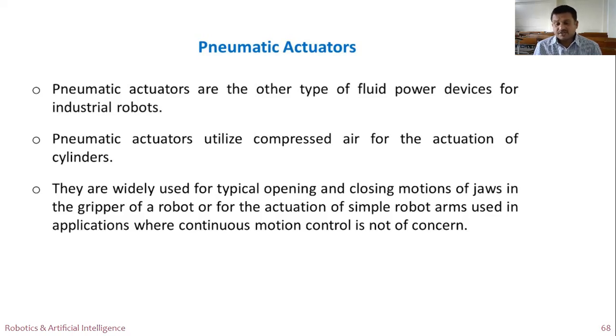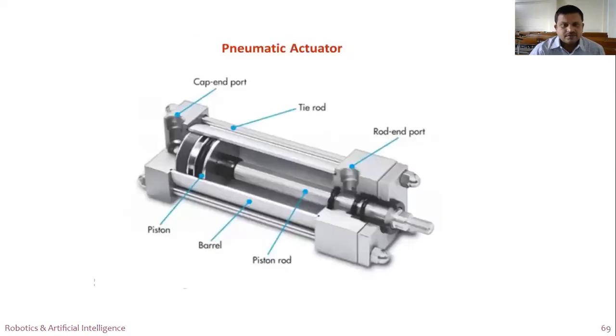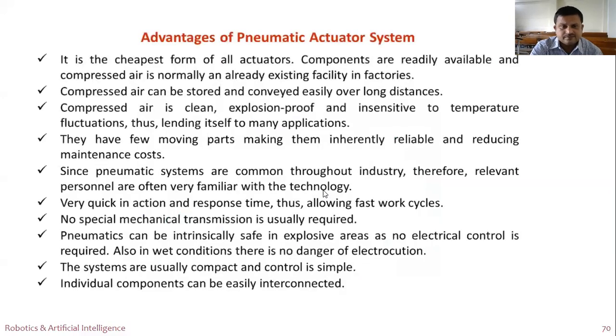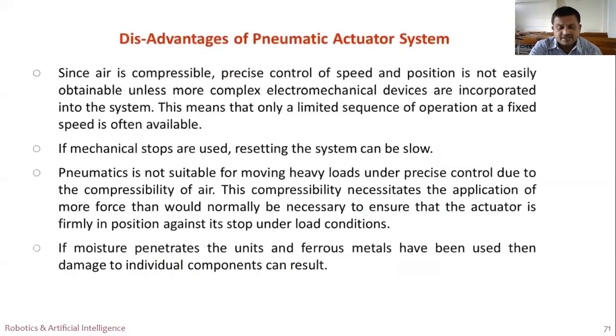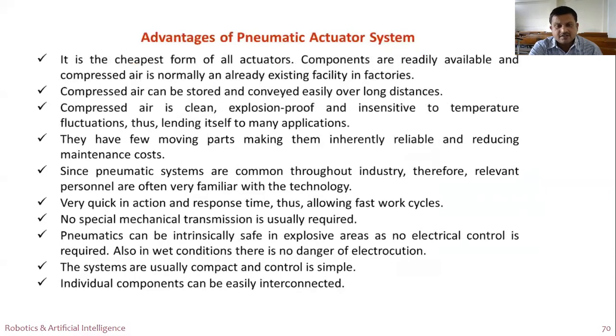Simple robot arms use these. This is a pneumatic actuator diagram. See the different parts: barrel, piston rod, piston. Here the piston is there, and in this blank space, oil may be there. Now, advantages of pneumatic actuator.